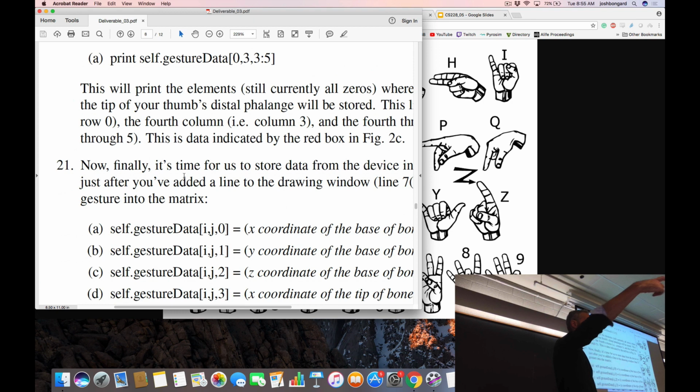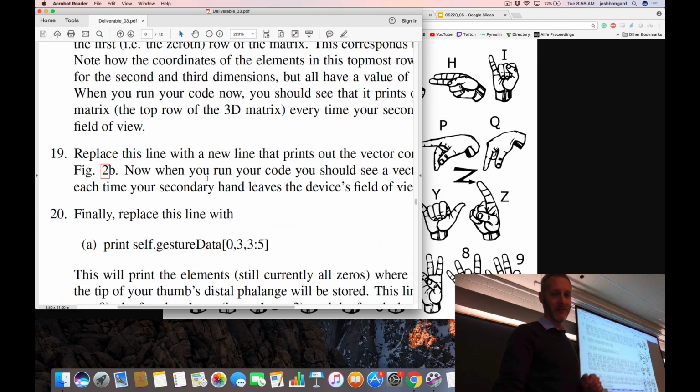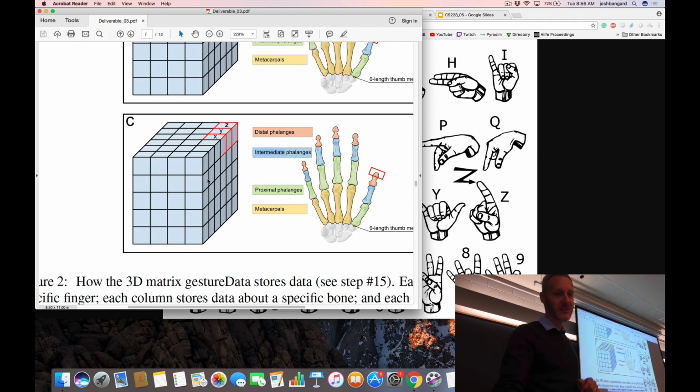What information are we asking for here? The X, Y, and Z coordinates of that bone, of the tip of that bone. You got it, which is exactly what's being visualized here. The zeroth row, the third column, 3, 4, 5. Give me just the information about the tip of the distal phalanx in the bone. Any questions about that?